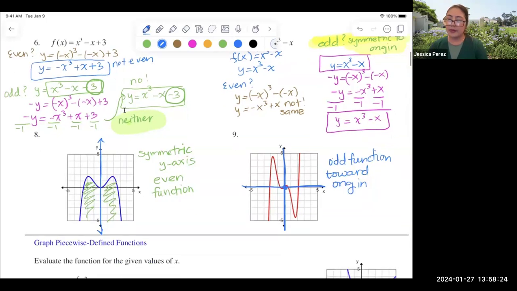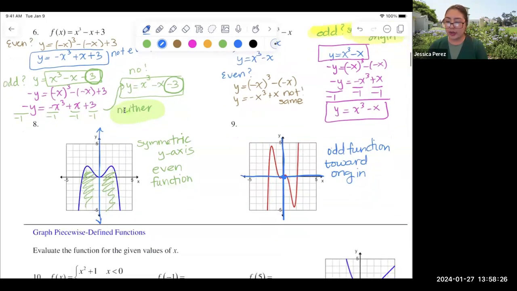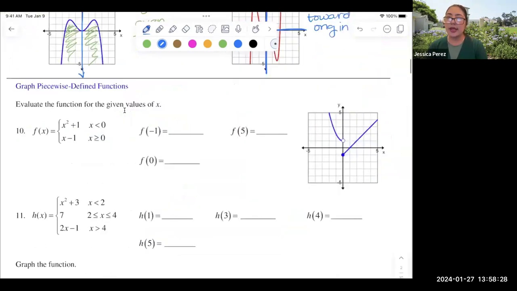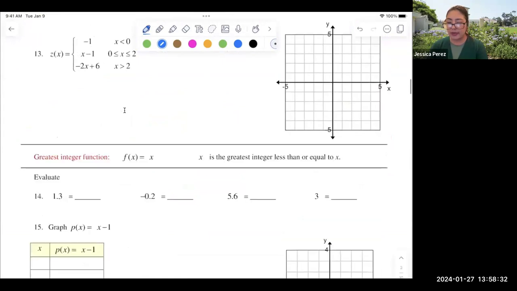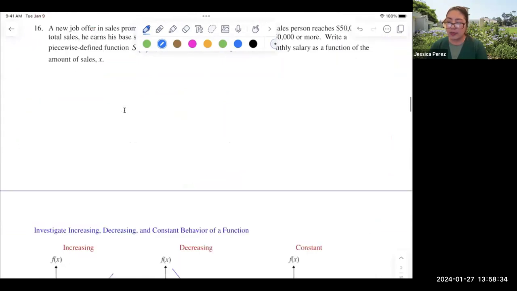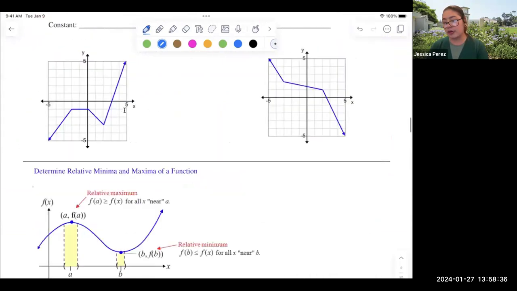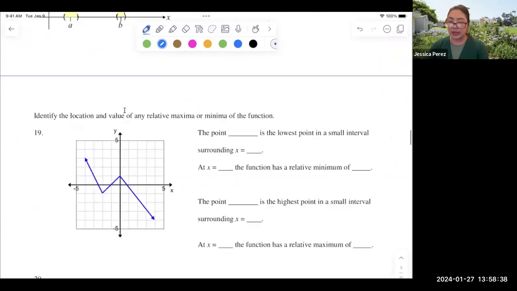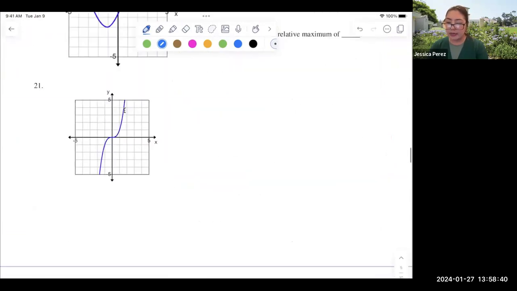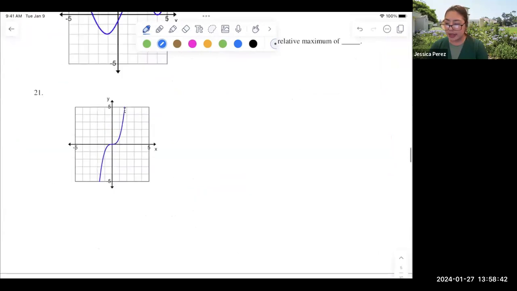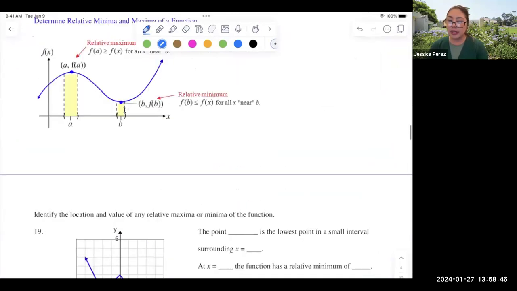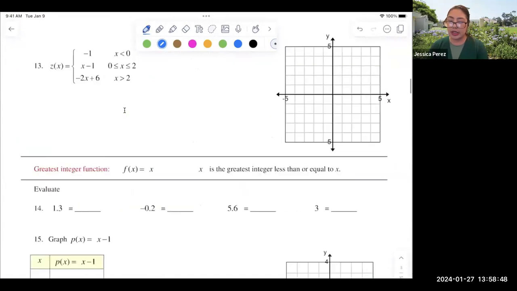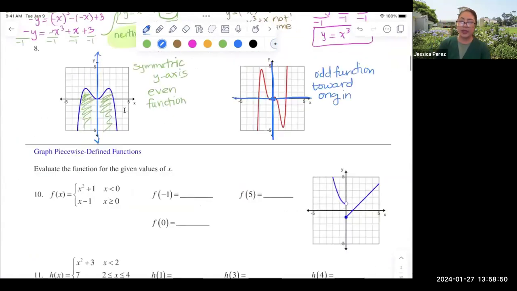So therefore, it's an odd function. Okay, the next part of this section is going to be graphing piecewise functions. We're going to be talking about an integer greatest value function, just looking at functions themselves, and then we're going to move on to 1.8. So let's start by looking at piecewise functions and how we graph them.